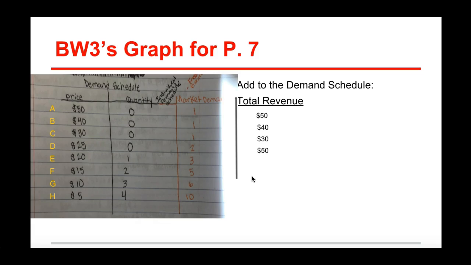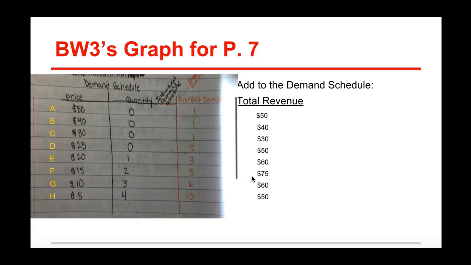Okay, at point E, hopefully you got 60, 20 times 3. At point F, hopefully you got 75, 15 times 5. At point G, hopefully you got 60, 10 times 6. And at point H, hopefully you got 50, 10 times 5.